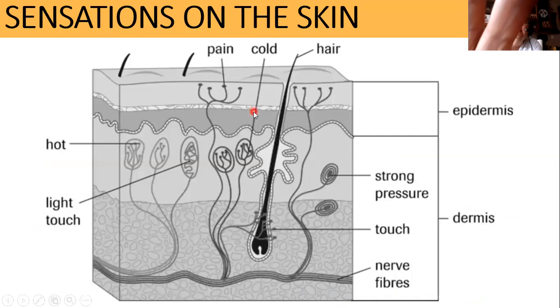So let's look at the skin, and the sensations associated with it. We have pain. We can sense cold. We can sense hot. We can sense light touch and stronger pressure touch. All of those things are associated with our skin. When we get those messages, what part of the brain do they end up in? Let's see how well you remember this. What part of the brain do those messages end up in when we get them from our sensory receptors in our skin?